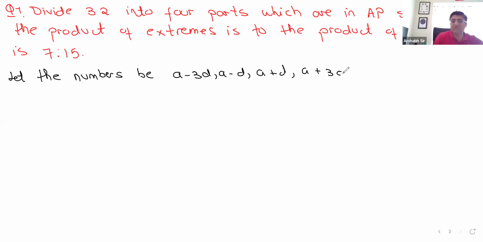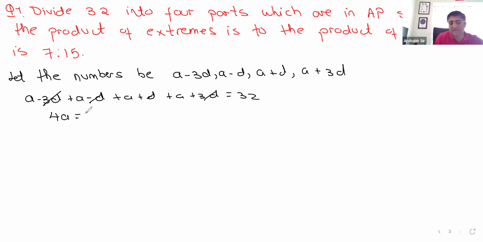अब देखो बेटा, ये जो है हमने 32 को इन 4 पार्ट्स में डिवाइड किया है. सो व्हाट इज द सम ऑफ दीस 4 नंबर्स बेटा? 32. Excellent. So that means a minus 3d plus a minus d plus a plus d plus a plus 3d is 32, है ना. So देखो, minus 3d plus 3d चला गया, minus d plus d चला गया. So we have 4a is equal to 32, that is a is equal to 8.